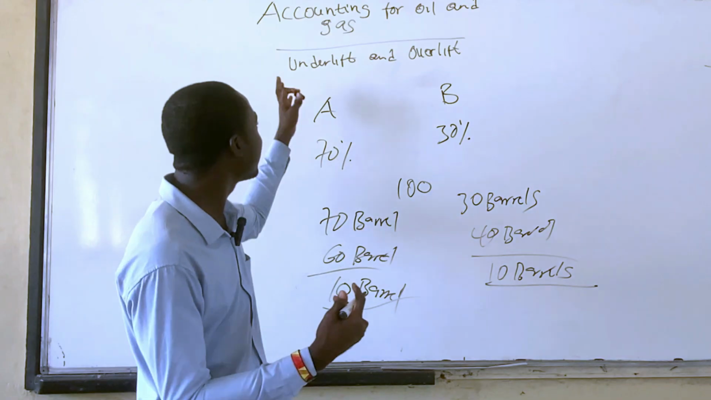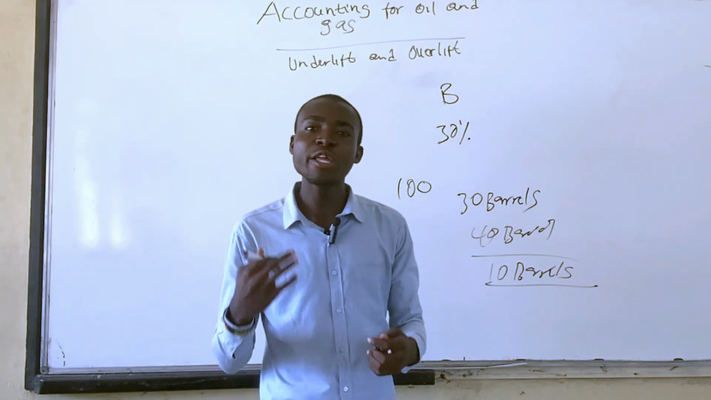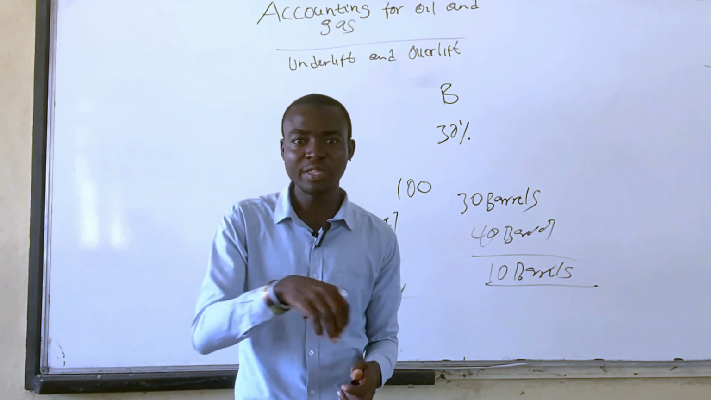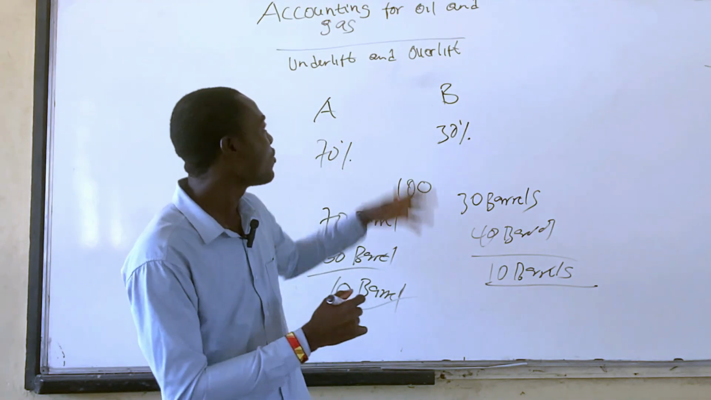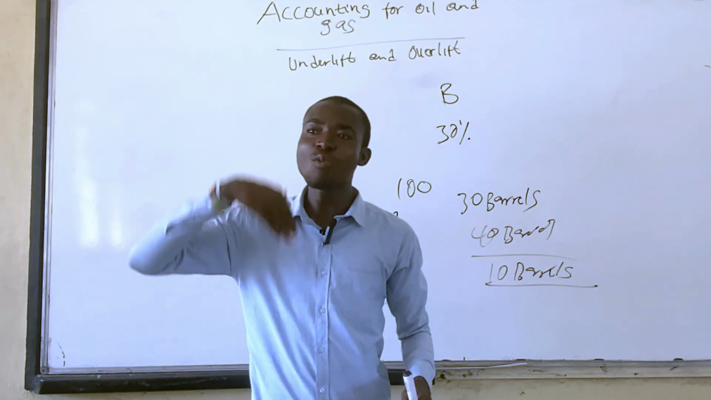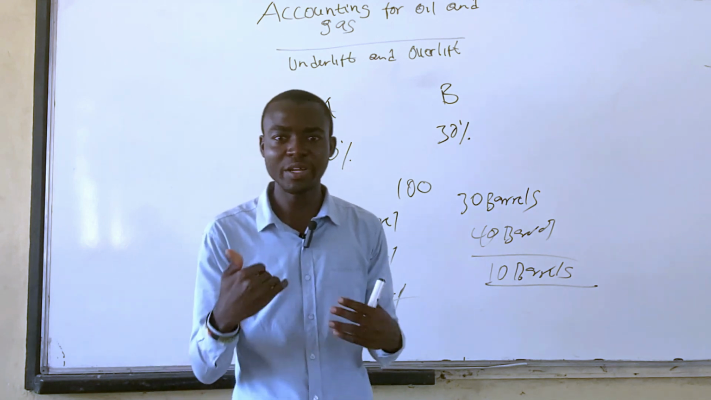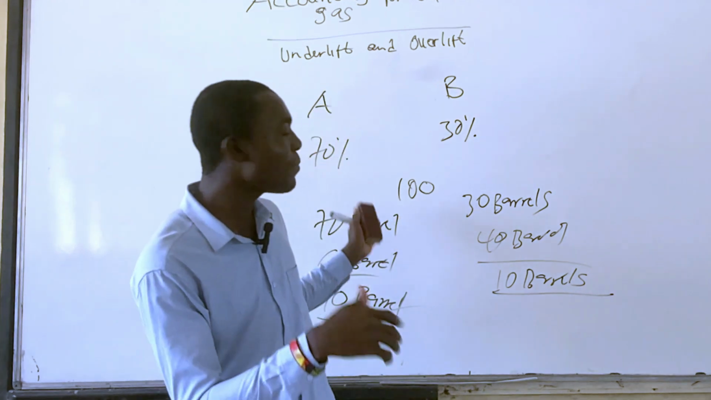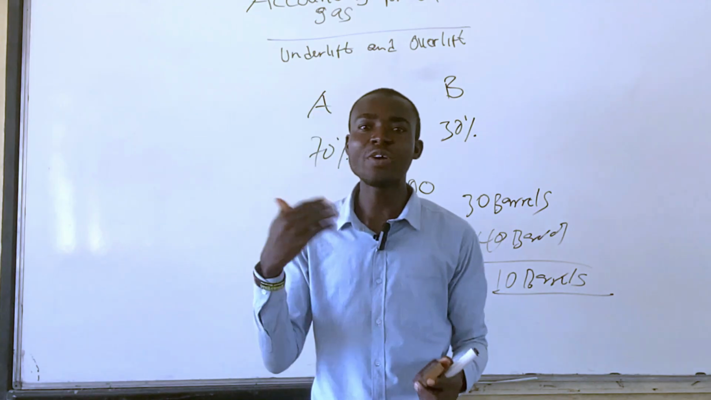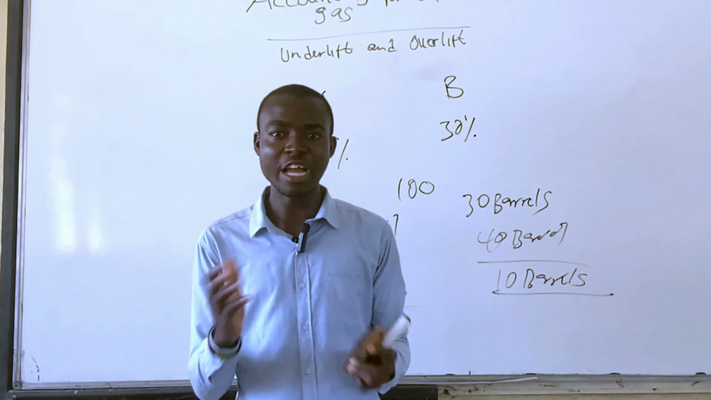So in conclusion, underlift occurs when you take less than what you're supposed to take from the organization. And overlift occurs when you take more than what you're supposed to take from the organization. The next is we are coming to look at how to treat overlift and underlift in their books.